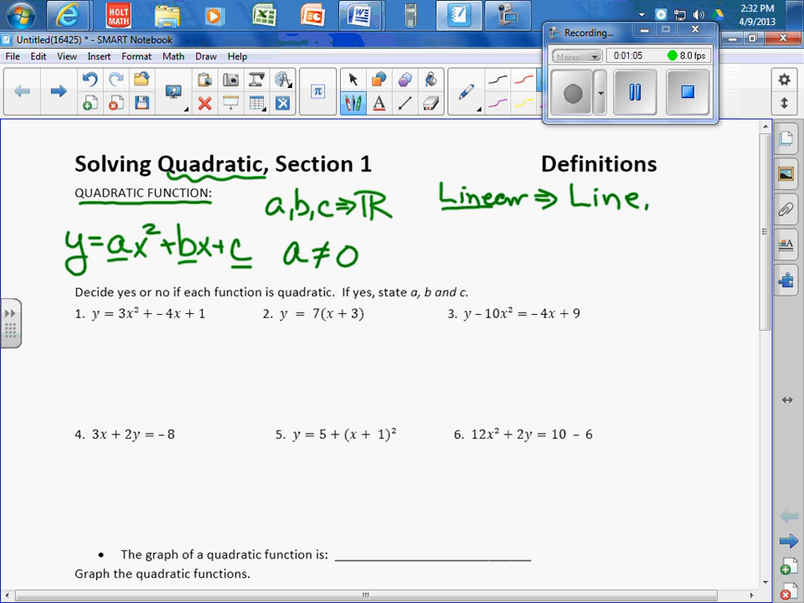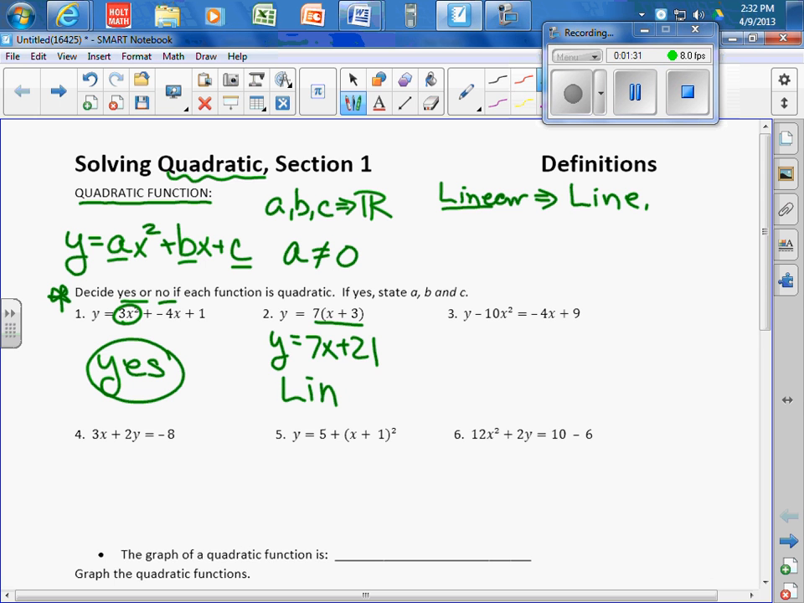So let's just determine this first set of problems. Decide yes or no. Is this quadratic? As long as you have an x squared, it's quadratic. So this one would be yes. Number 2, is this quadratic? Well, no, because when we use the distributive property here, we get 7x plus 21, and that's a linear equation, not quadratic. Remember, quadratic has to have the x squared.